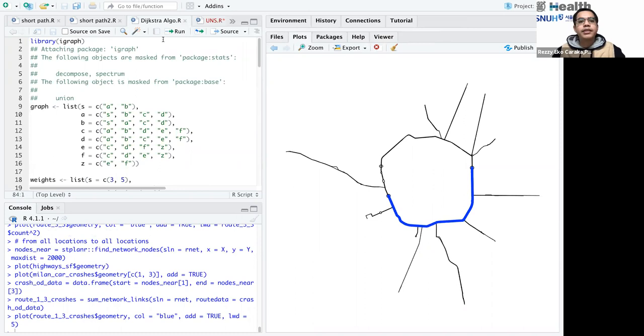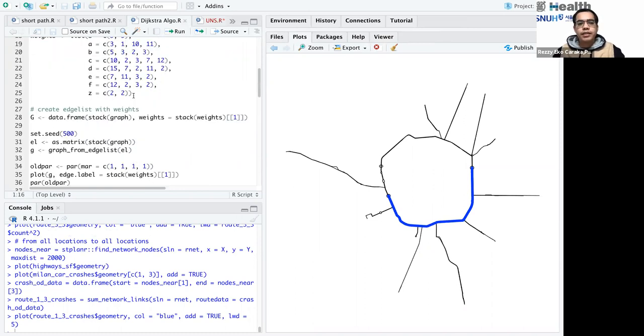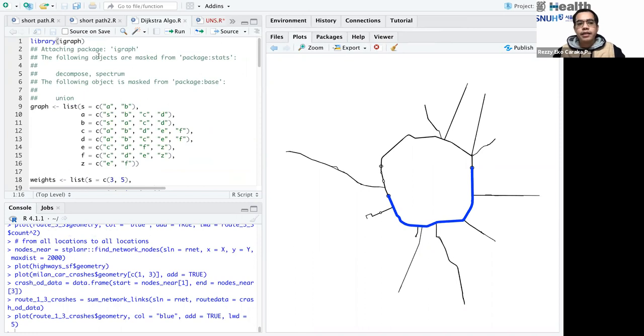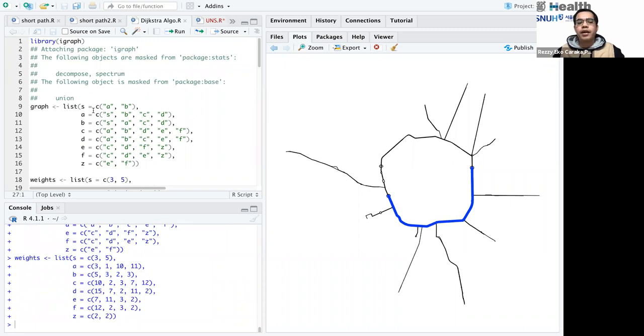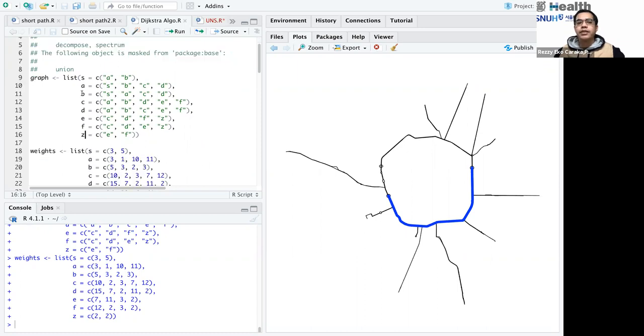Another one is about the Dijkstra algorithm. This is computational programming. I can use the library iGraph, or maybe later in the practicum using Excel is okay. So for example, I have a set of locations: S, A, B, C, D, E, F, and Z. This is an example of the locations. I want to go from the start point S to the end point Z. So this is the example.